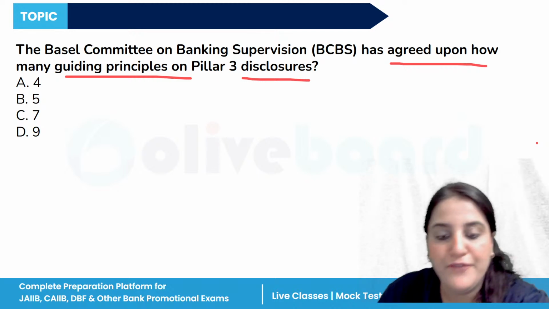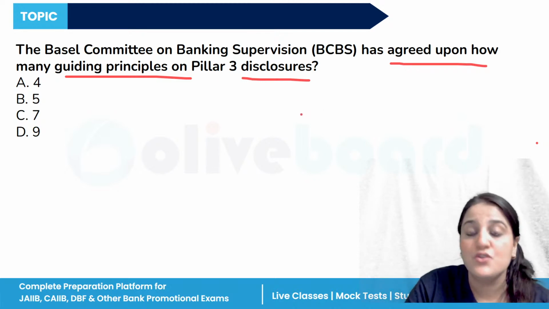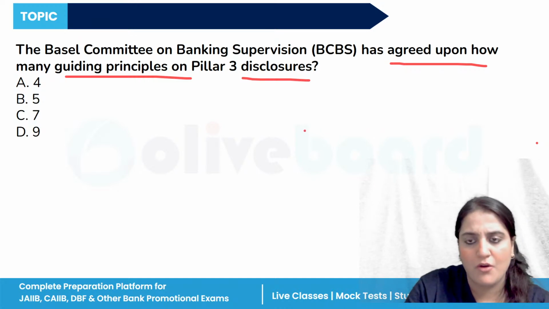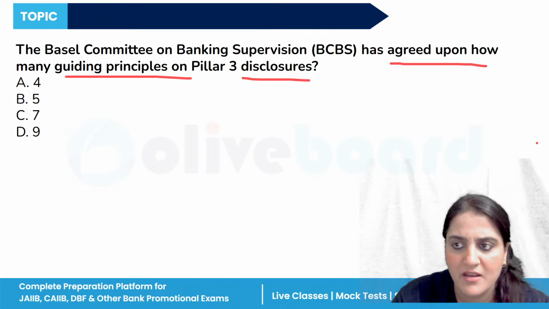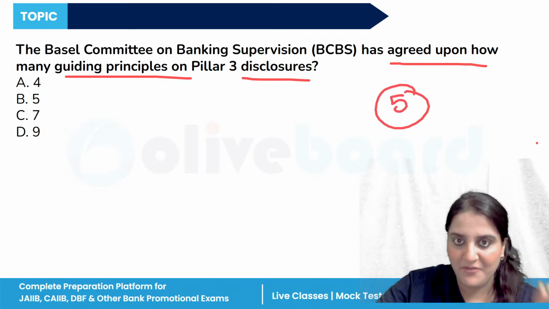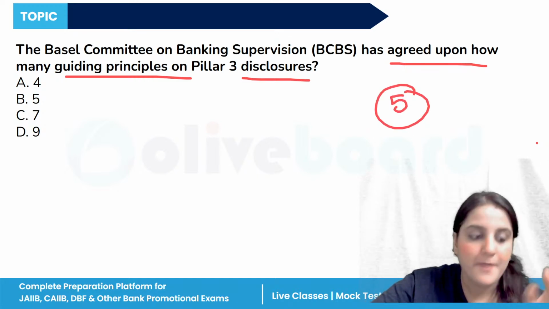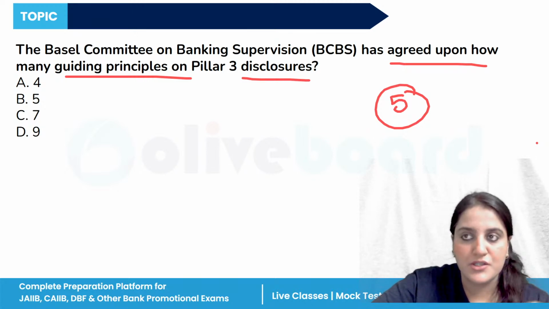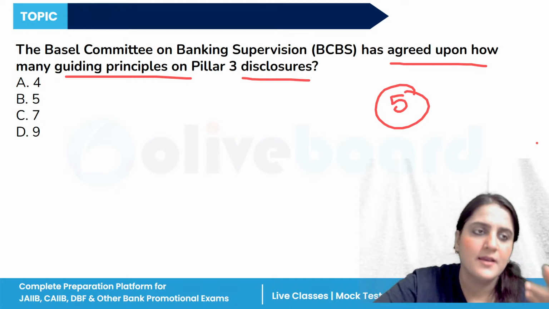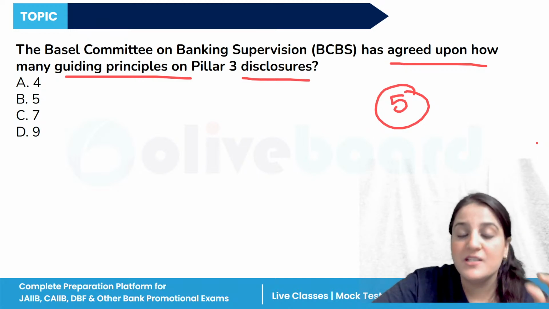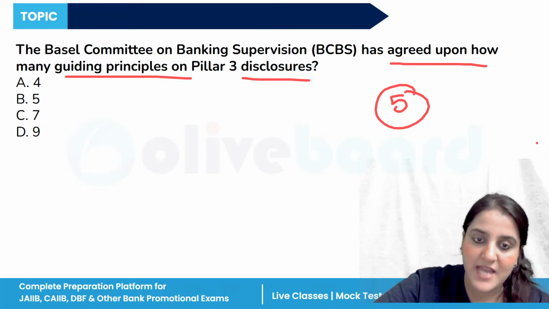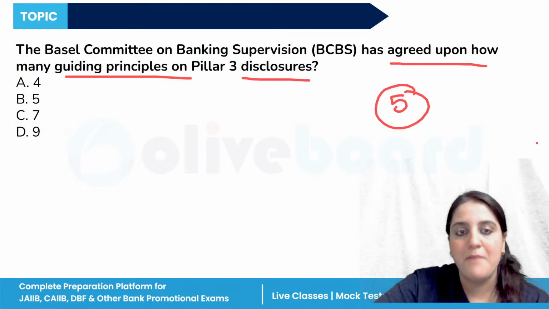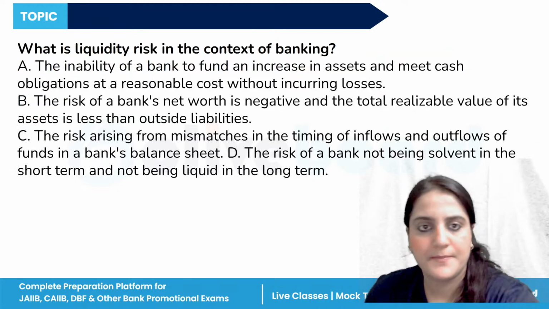See, if we talk about the Basel Committee on Banking Supervision agreeing upon guiding principles on Pillar 3 disclosure, there are 5 principles. Principle 1, disclosures should be clear. Principle 2, disclosures should be comprehensive. Principle 3, disclosures should be meaningful to users. Principle 4, disclosures should be consistent over time. Principle 5, disclosures should be comparable across banks. So the answer is 5, option B is correct.